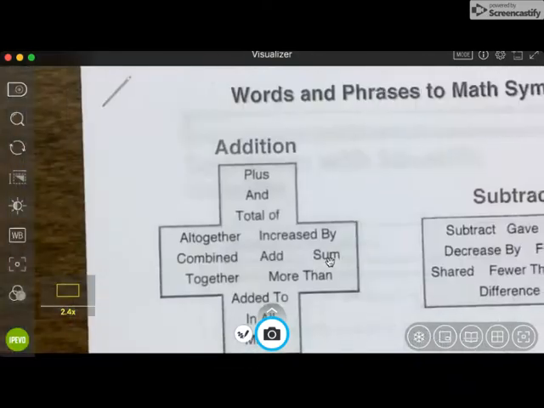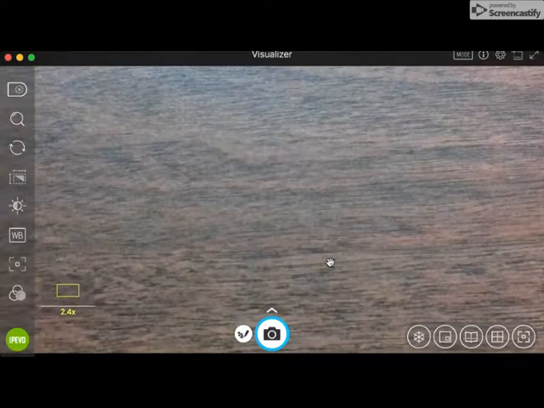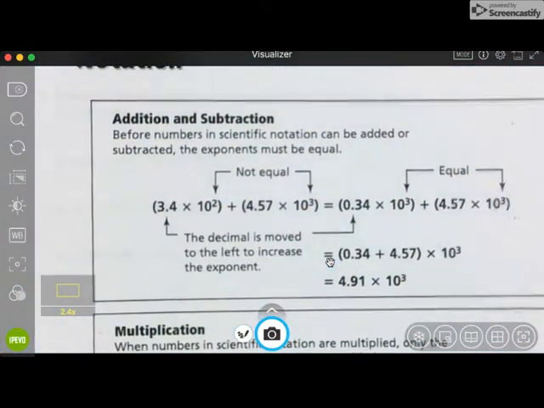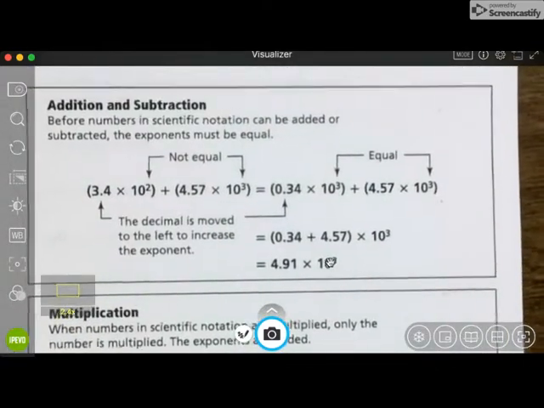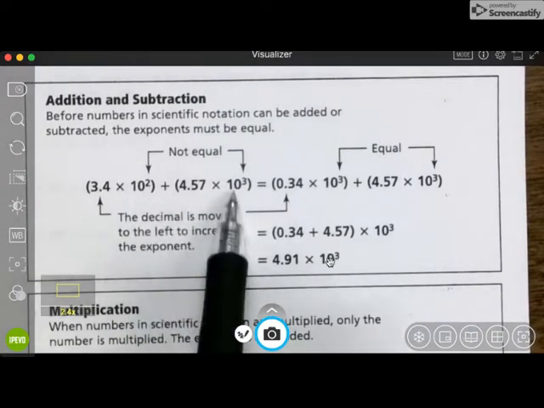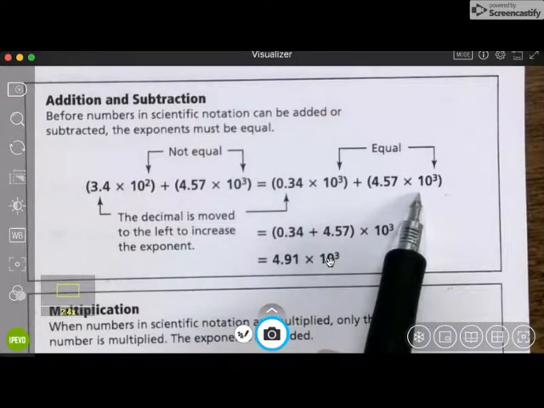So for right now, we are going to look at page 2 of our notes. So page 2 is this one right here. And all it says is if you are adding and subtracting scientific notation, your exponents have to be equal. Okay, that means that they would have to be in the same tree. So these two are not in the same tree, meaning that you can't add them. These two are in the same tree, meaning you can add them.